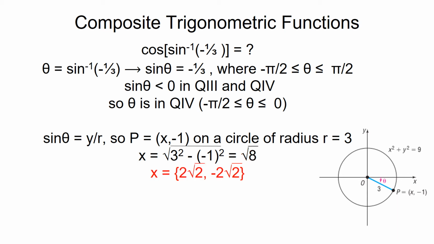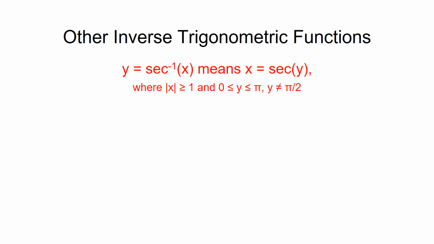We see that x is the square root of 8. When we solve this, we take the square root of 8, and we find that there are two solutions, 2 times the square root of 2 and minus 2 times the square root of 2. Since theta is in quadrant 4, x must be positive, so it has to be 2 times the square root of 2. The cosine of theta is x over r, which is 2 times the square root of 2 over 3. And that's our solution.